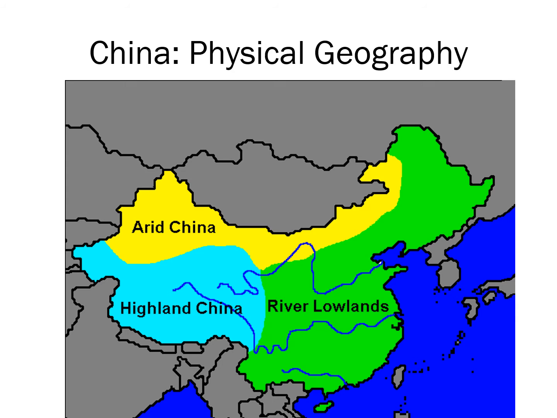There is essentially the river lowlands, which is where the Han Chinese live and where the vast majority of the population and political power exists in China. Highland China, the mountains and the Himalayas, Tibet, and then arid China, which is the dry area. There's also the Yangtze and Yellow River, which were the cradles for the civilization of China to begin.